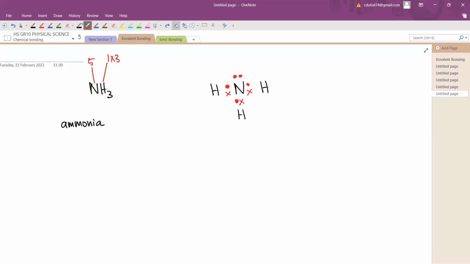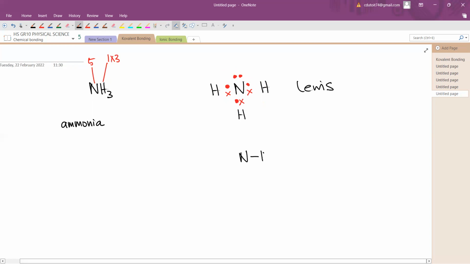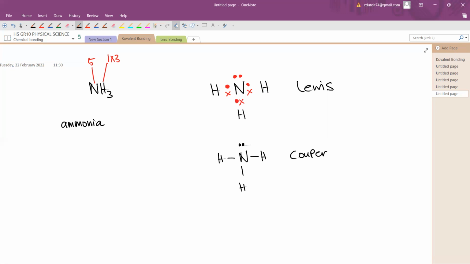So this is your Lewis structure for ammonia, and your Cooper structure will look like this. This is your Cooper structure. Okay. You'll find ammonia also in your textbook as one of the ones that you have to learn. Now, there's a specific covalent bond that is very important. We're going to do that quickly.